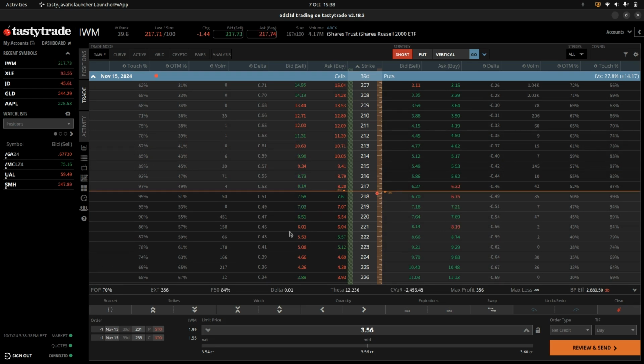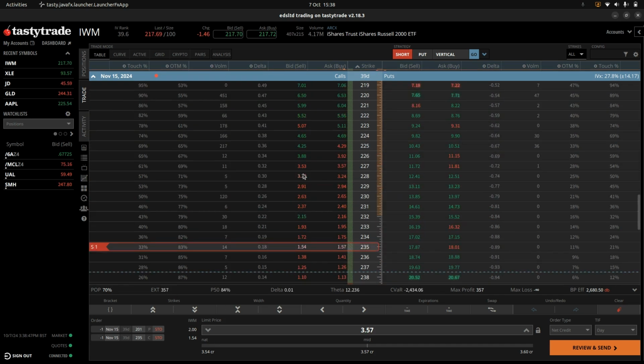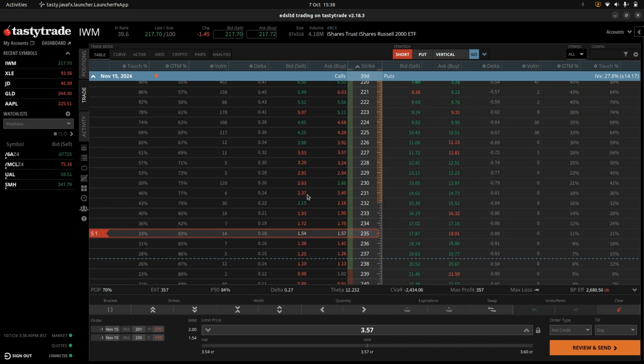And if we wanted to get out of this position at 50% of max profit, then we've got an 80% chance of that happening. So very, very high probabilities. And if we were to mock this up on a chart, we can have a look and see what that would look like. So our strikes would be at 235 and 201.